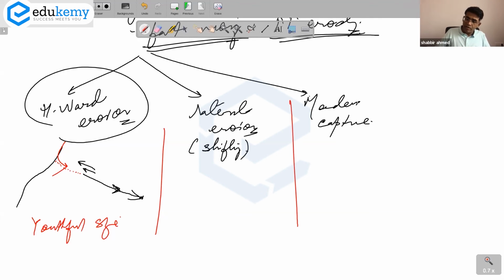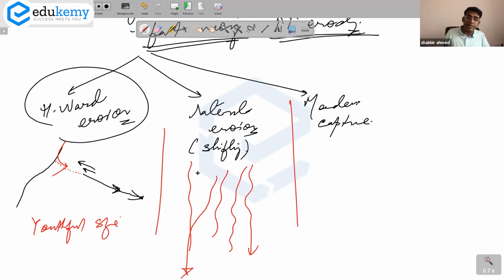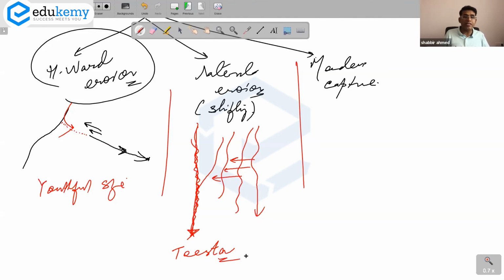Lateral erosion: this was the river, another river, this river starts shifting, and maybe captured by this river eventually. This has shifted, and it has been captured. This has happened for river Tista. River Tista used to be a tributary of Ganga. Now it is captured by the main trunk stream of Brahmaputra. So Tista has been captured by Brahmaputra.